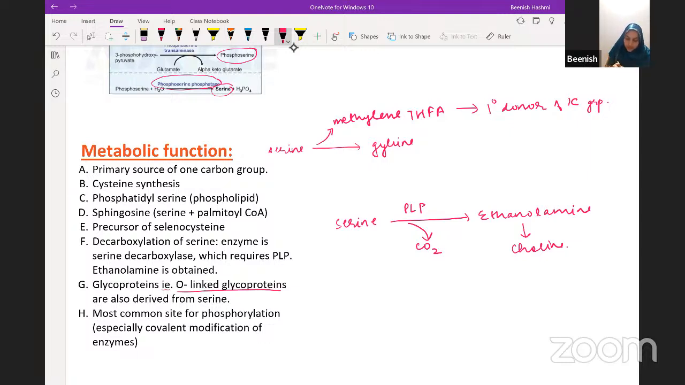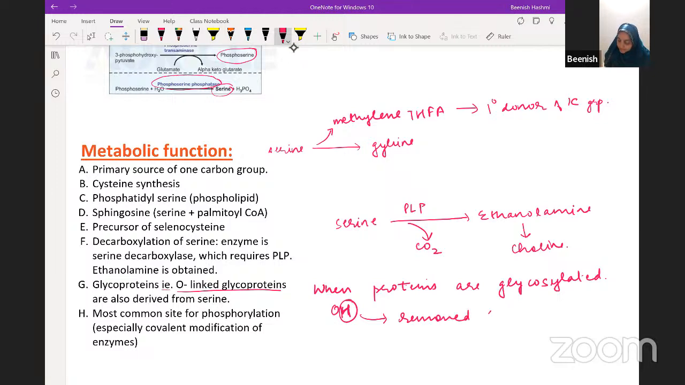Then glycoproteins, that is O-linked glycoproteins, are also derived from serine. What are O-linked glycoproteins and how are they derived from serine? When proteins are glycosylated, that is, a carbohydrate is attached to them, the H of the hydroxyl group is removed and a carbohydrate group is attached.